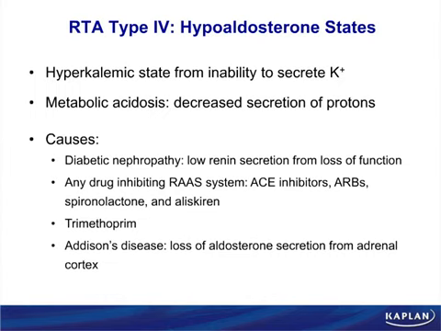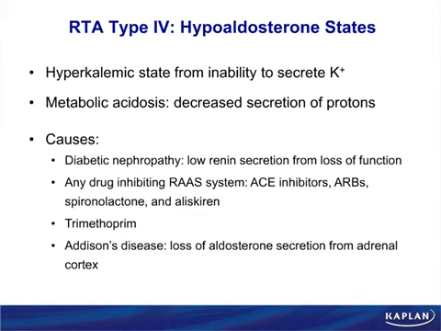Now, a type 4 RTA is the most common RTA. Again, this is due to a hypoaldosterone state. So low aldosterone states will lead to a type 4 renal tubular acidosis. A hyperkalemic state is due to an inability to secrete potassium. You will get a metabolic acidosis due to a decreased secretion of protons.